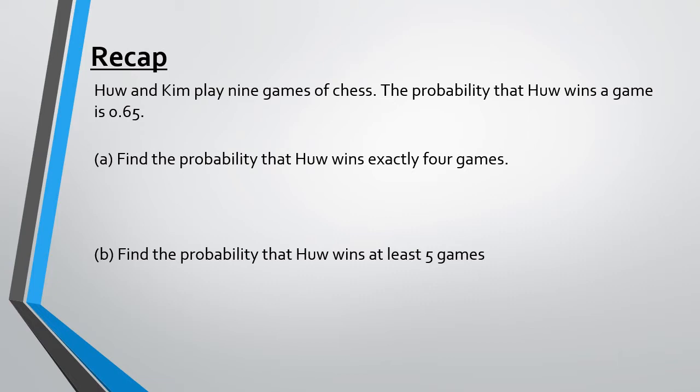Hugh and Kim play 9 games, so that's our sample size, n. The probability Hugh wins a game is 0.65, so that's my p, my probability of success, if we count Hugh winning as a success. Hopefully the first thing you did was show the examiner: I know X is distributed binomially, with sample size n = 9 and p = 0.65. I need these because I'm going to put them into my calculator or my formula to work out this first one, where I want Hugh to win exactly 4.